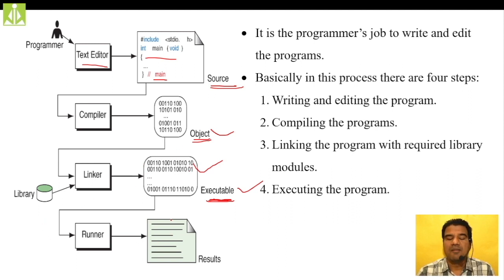this code into the main memory. To see the result, you have to bring this code into the main memory, and who will do the job for you means the loader or the runner will do the job for you. Okay, once the program is brought into the main memory, it will start its execution and it will show the result for you, the output for you.